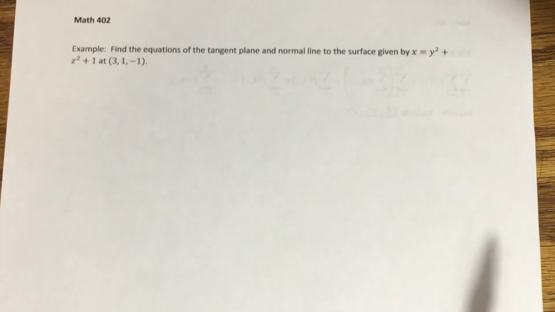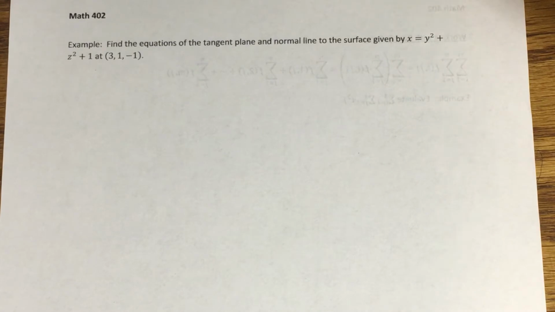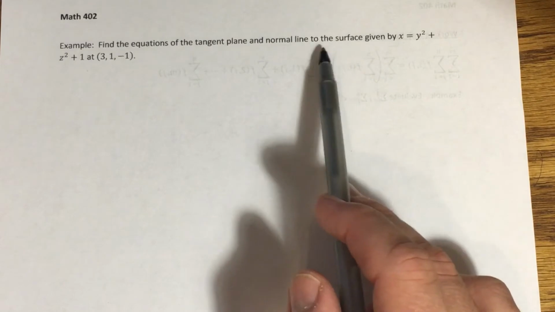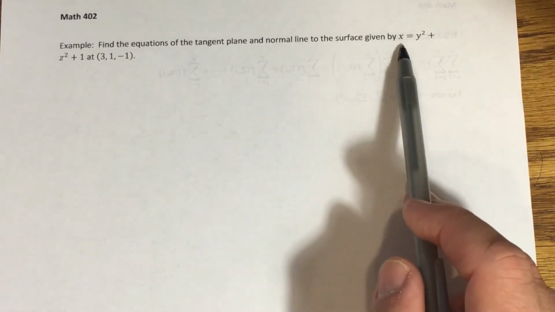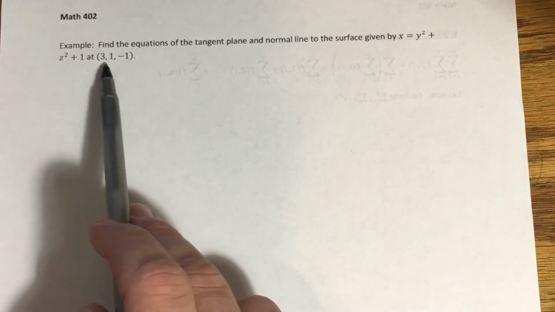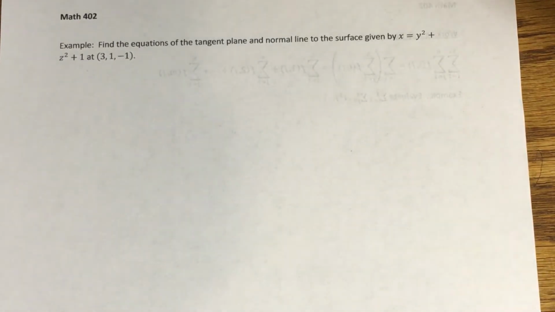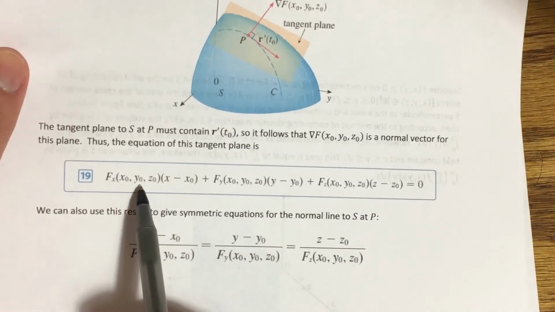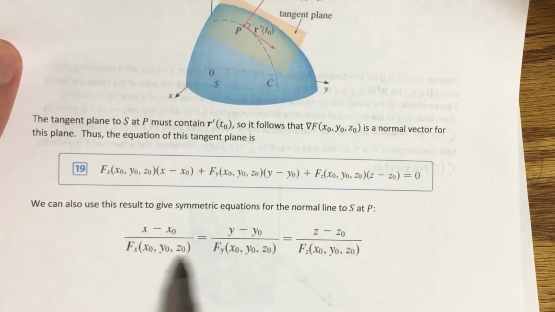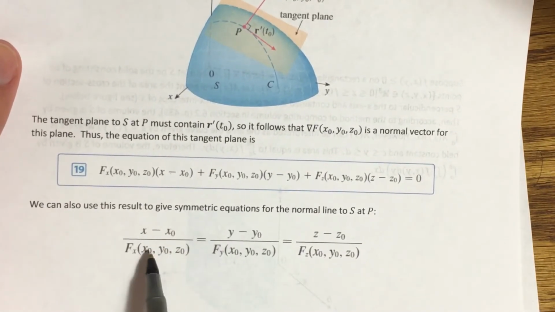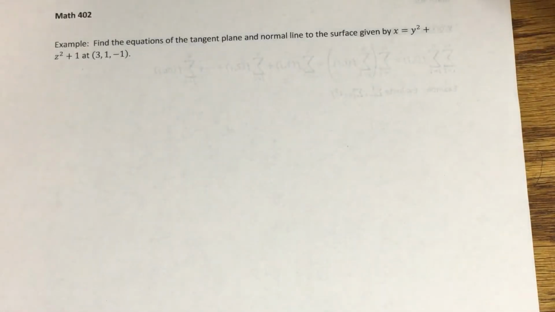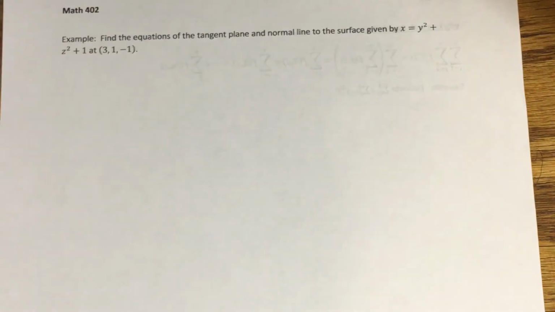Okay, so to wrap things up here, let's use these in an example. I want to find the equations of two things: the tangent plane and the normal line to the surface given by the equation x equals y squared plus z squared plus 1, at the point (3, 1, -1). Based on what we're seeing here, in both of those equations, both for my tangent plane and the equation of my normal line, I need fx, fy, and fz. Remember, those are the components of my gradient vector. So let me compute my gradient vector first.